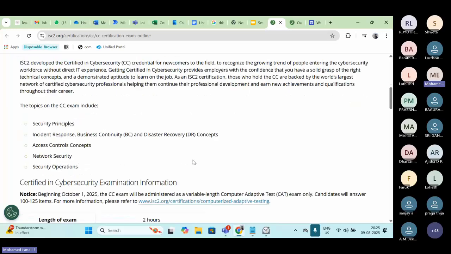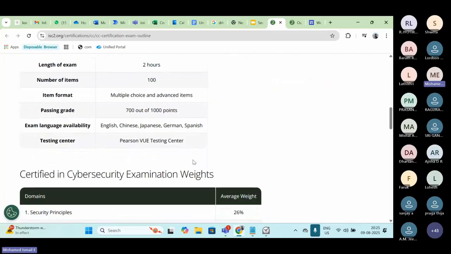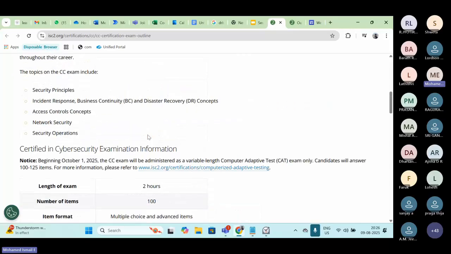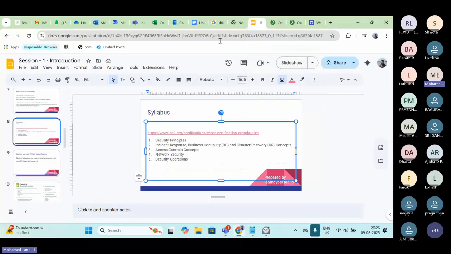Then here is the exam outline. This talks about all the details about exam duration and exam syllabus in detail. It's already there in the slide.